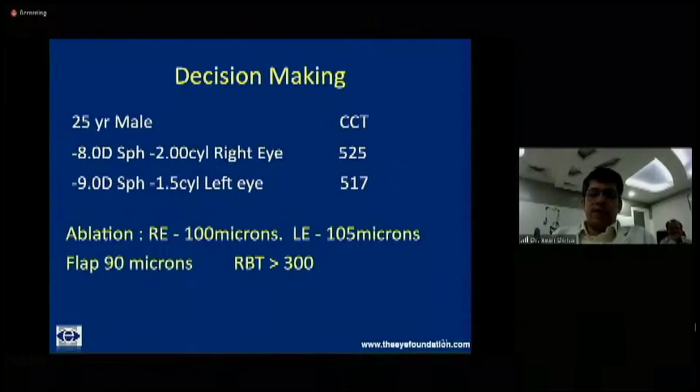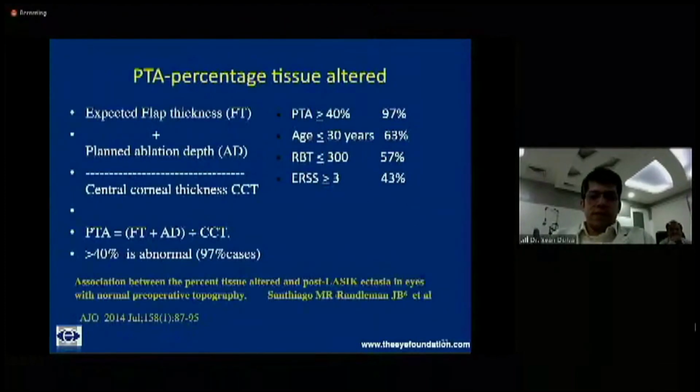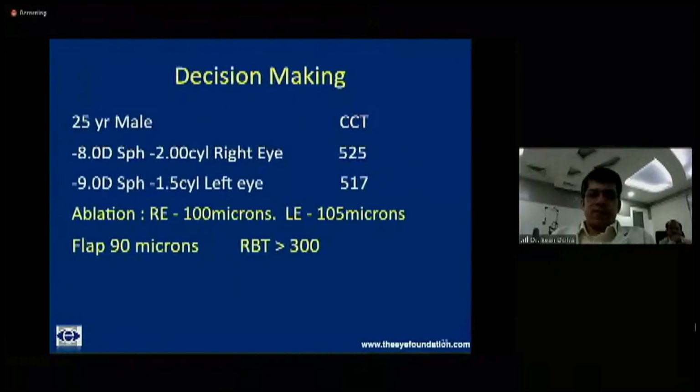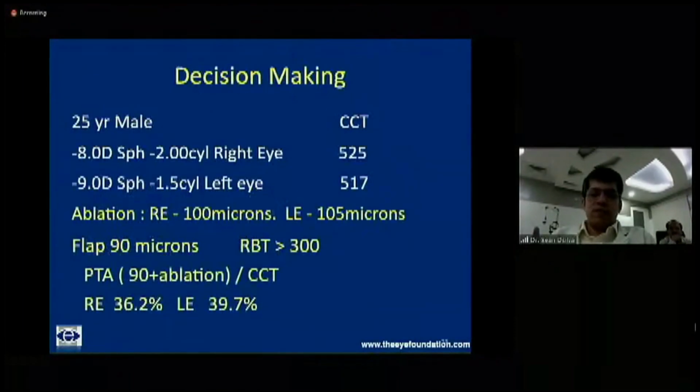And in spite of a thin flap and adequate residual bed thickness, we have to keep in mind the percentage of tissue ablated. Yes, post-LASIK ectasia has been very well reported, and PTA of more than 40% has been considered a significant risk factor. So if you put that in all our nomograms for refractive correction, even in this case, the left eye PTA would be almost 40%, and hence it would be safer to opt for an ICL in such cases.